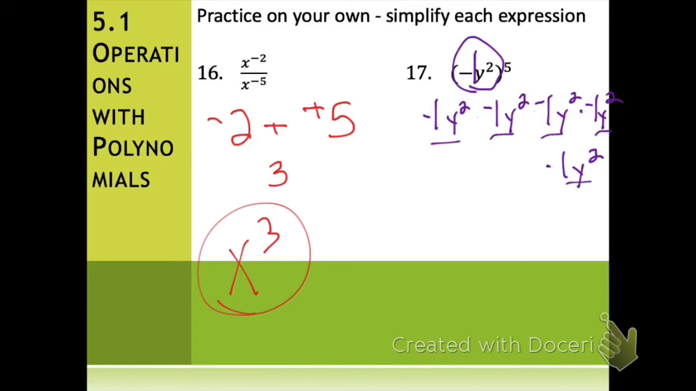So the reason I did that is I wanted to kind of get a visual. So -1 times -1 is positive, times -1 is negative, times -1 is positive. Okay, so it's going to be -1, and I'm going to have 1, 2, 3, 4, 5, 6, 7, 8, 9, 10. So it's going to be -1 times y to the 10th. Is my final answer.